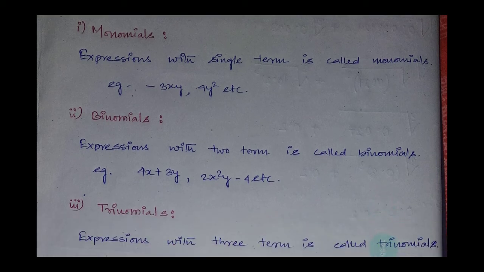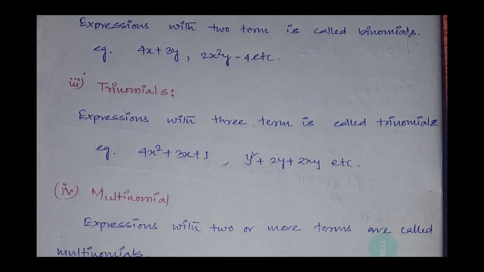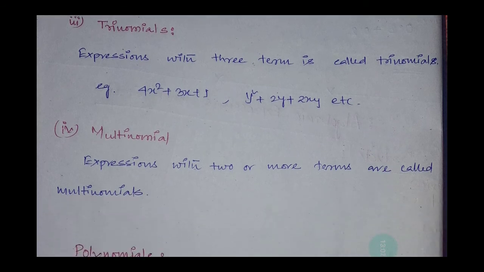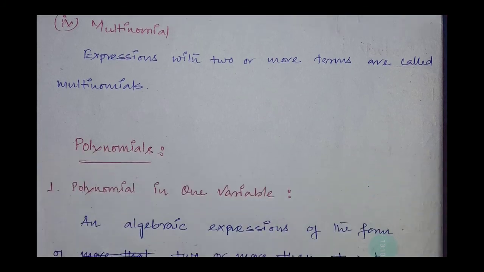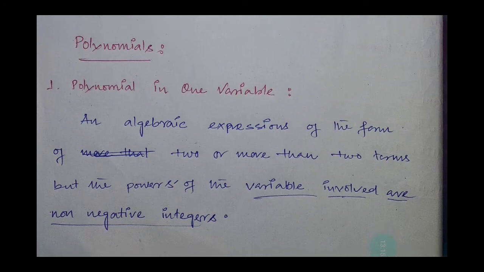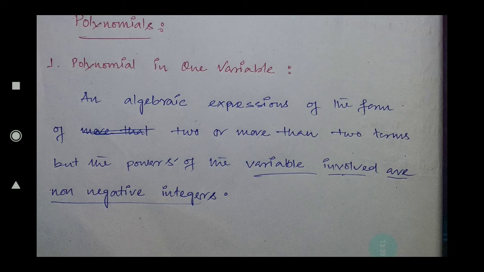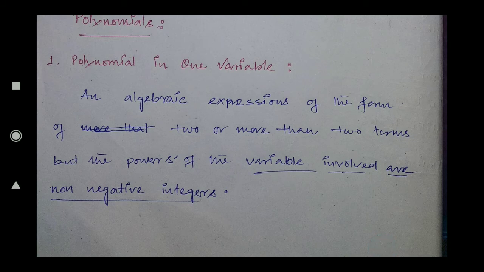Okay, binomial: an expression with 2 terms is called a binomial. Trinomial: an expression with 3 terms is called a trinomial. According to that all the examples are given. Multinomial means an expression with 2 or more than 2 terms. And what is a polynomial? Polynomial is important. It is an algebraic expression of 2 or more than 2 terms, but the powers of the variables are non-negative integers. A polynomial is also the same as a multinomial: if 2 or more than 2 terms are present, then it is called a polynomial.